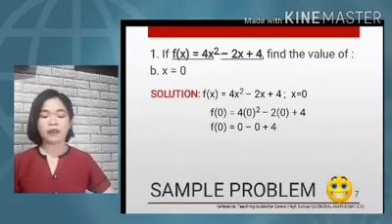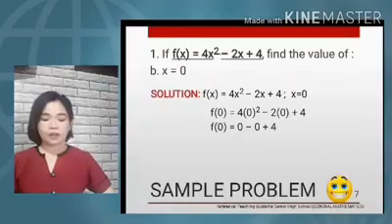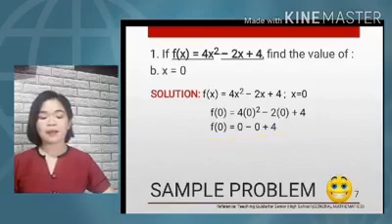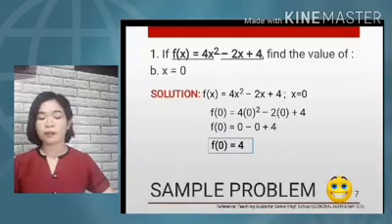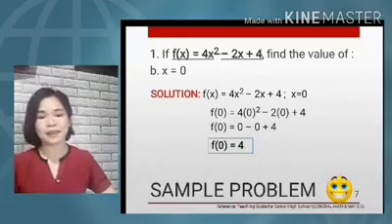So from here, 4 times 0 raised to 2, that is equal to 0. And then 2 times 0, that is also equal to 0. So the new equation will be f of 0 is equal to 0 minus 0 plus 4. So that will be equal to 4, because 0 minus 0 is 0, plus 4 is equal to 4. Therefore, the value of 4x squared minus 2x plus 4 is equal to 4 if the value of x is 0.